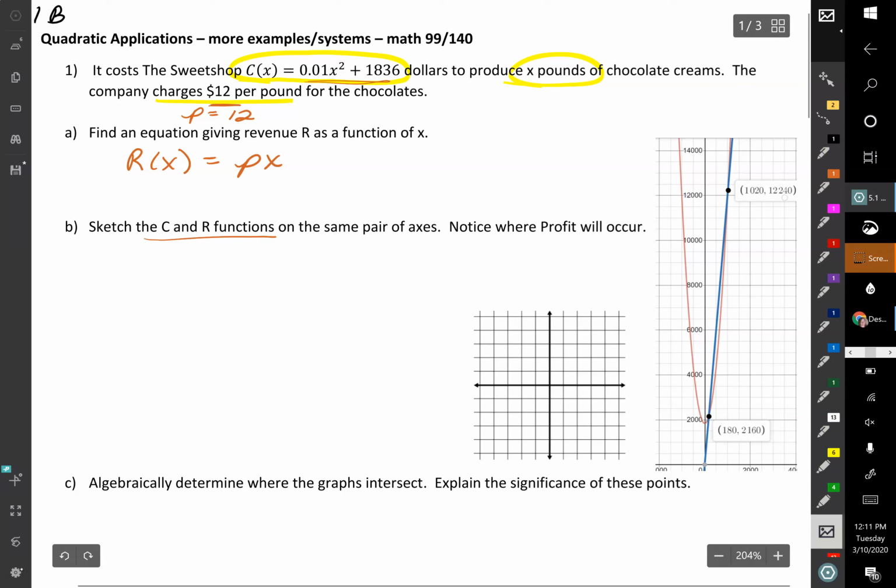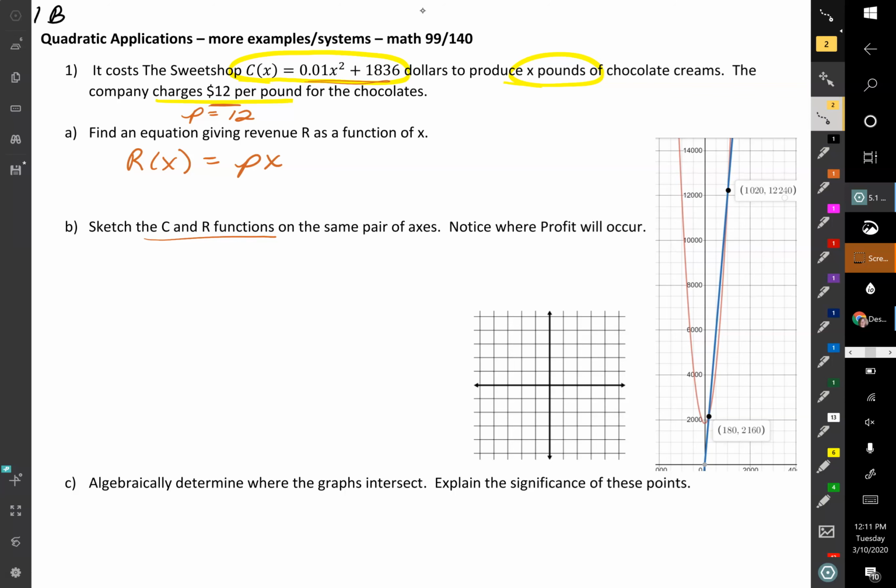The company charges $12 per pound for the chocolates. So we know that our price is $12. Find an equation giving revenue R as a function of x. So x is already declared for us, and so we're good there. The function for cost is given to us. That's a quadratic.